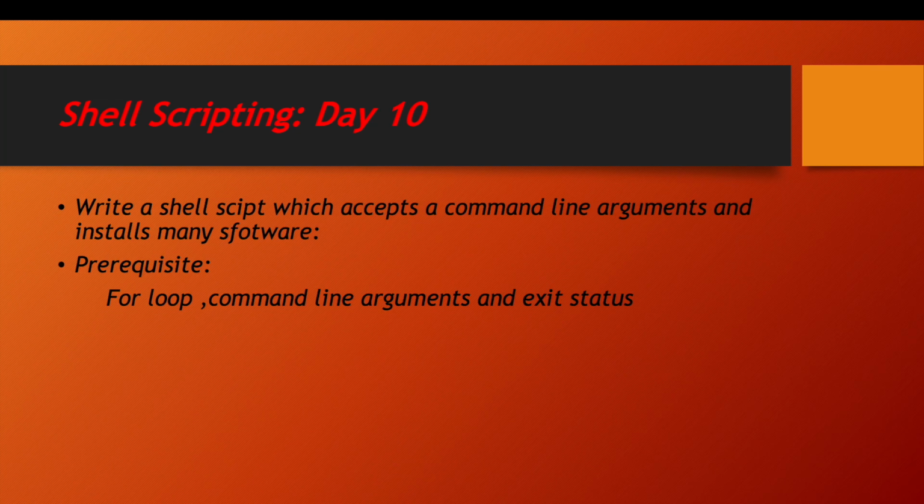In today's lecture, we'll be learning how to write a shell script which accepts command line arguments and installs many software. So, the prerequisites for this course will be how to handle for loop, how to handle command line arguments, and what is exit status in any script.